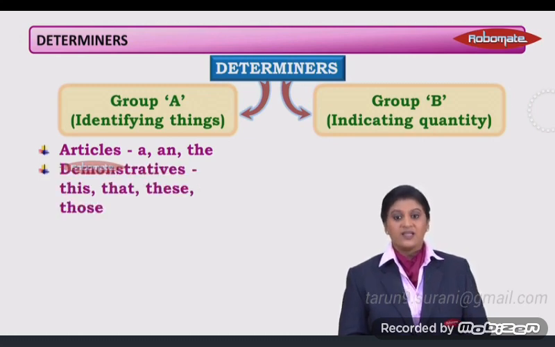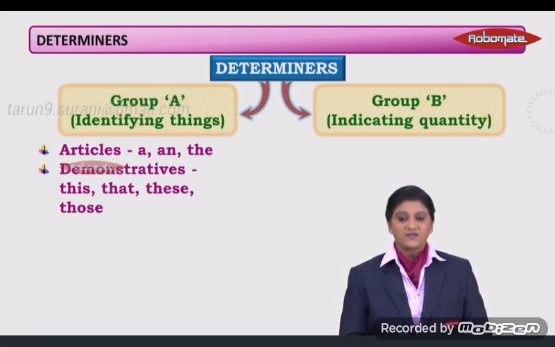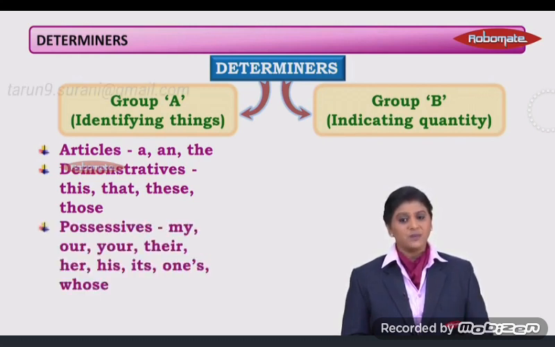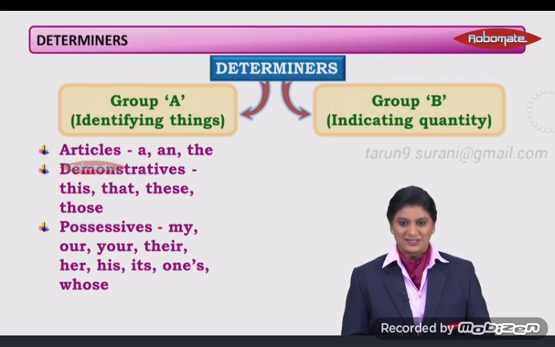Along with articles, demonstratives are also Group A determiners. Demonstratives are basically words like this, that, these, those. But when they come before a noun, they become determiners. Okay, for example, this house belongs to me. This in this sentence becomes a determiner. Similarly, possessives. Possessives like my, our, your, their, her, his, its, one's, whose. These are all Group A determiners.